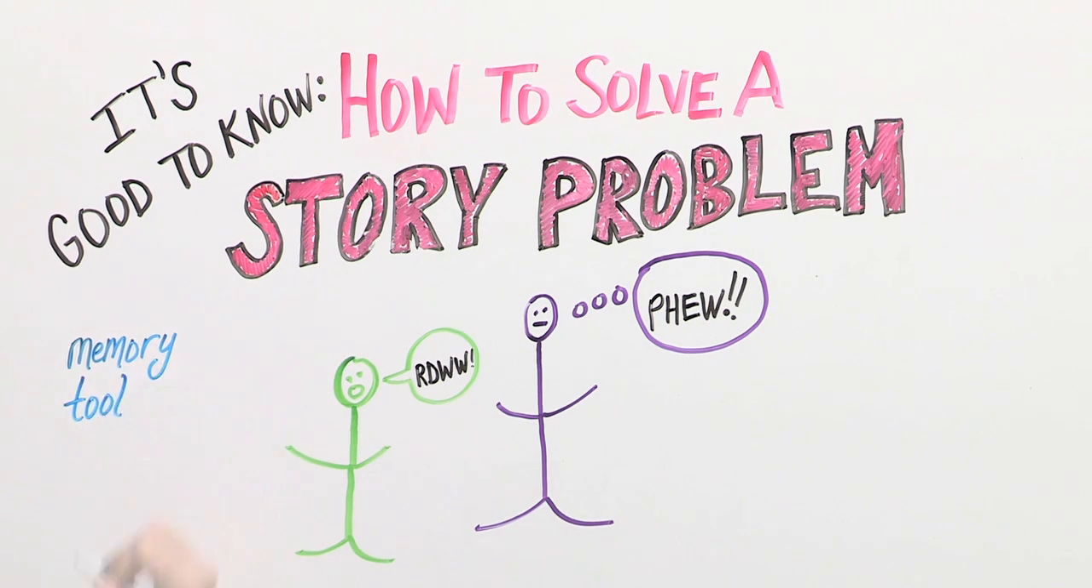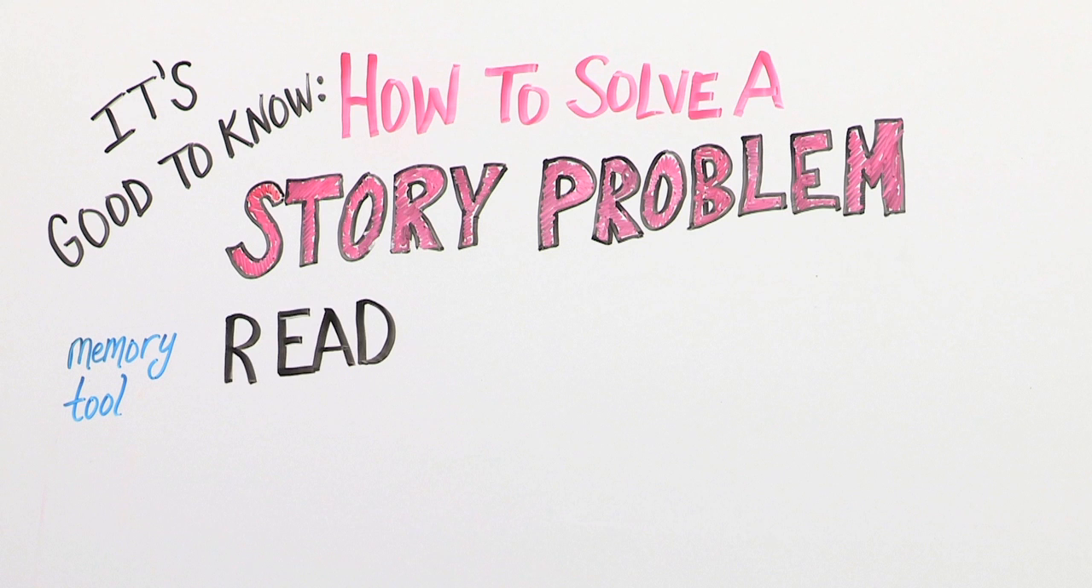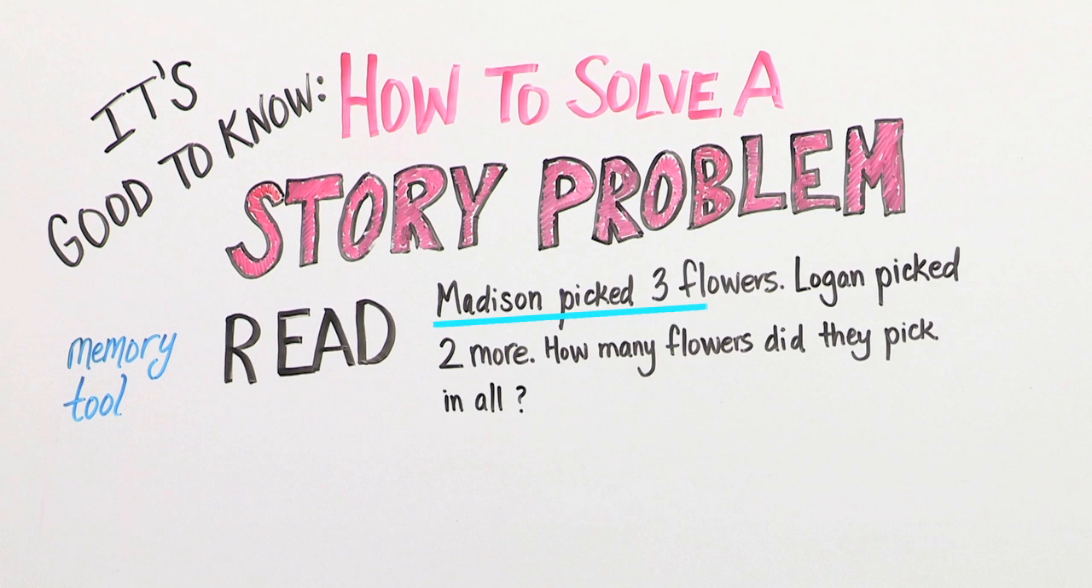RDWW is a memory tool used by elementary teachers to help children solve story problems or word problems. Here is a first grade example. First, we read. Madison picked 3 flowers. Logan picked 2 more. How many flowers did they pick in all?